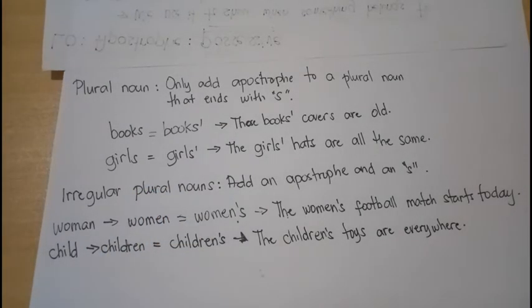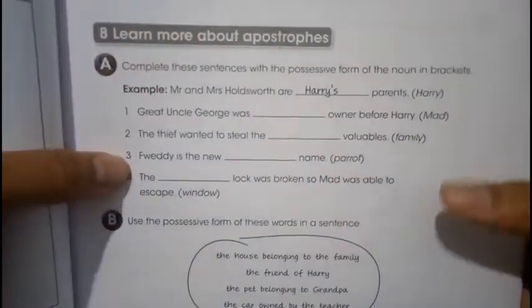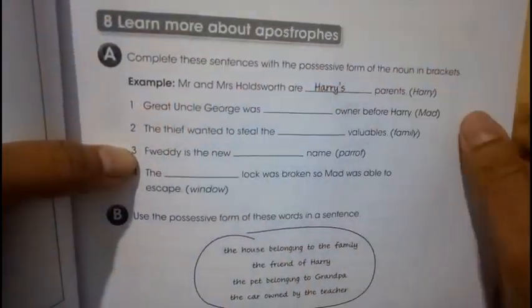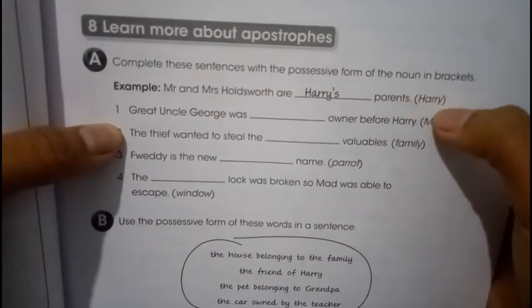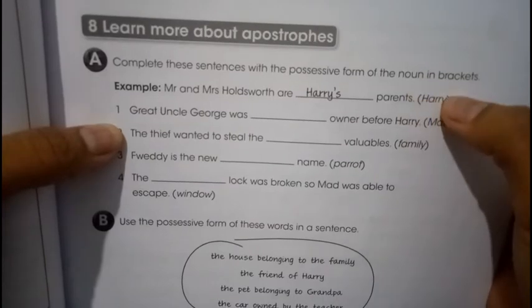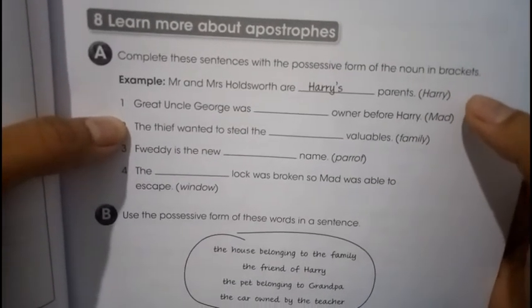So I hope you take down notes, because this is important information about your possessive apostrophe. I am going to explain your activity, so please listen carefully. For your first activity, it's letter A over here, and the example I will explain to you. What you need to do is, if you can see, there are words inside the parentheses, and these words are the ones where you need to use the possessive apostrophe.